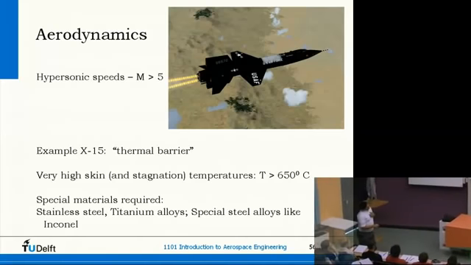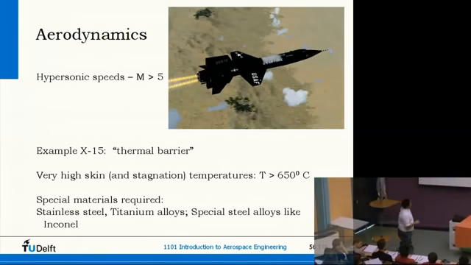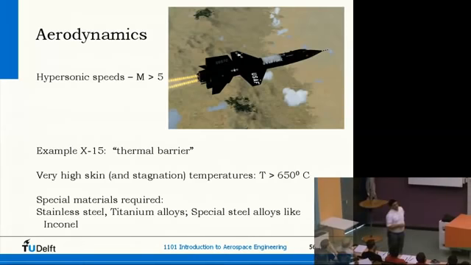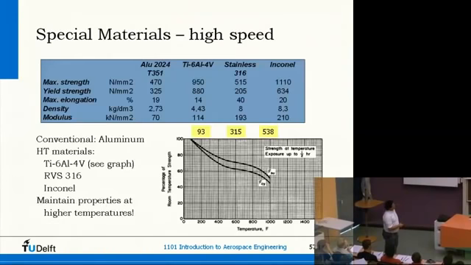We have seen already this aircraft. It was the X-17, which was flying through the air with very high speeds, Mach 6 and beyond. Sometimes I'm stumbling over the words, nevertheless. It had indeed very large temperatures, 600 degrees or even more. And that means we cannot use aluminum anymore. We need to have stainless steel, titaniums, and so on.